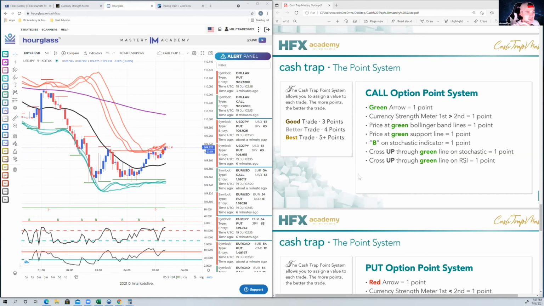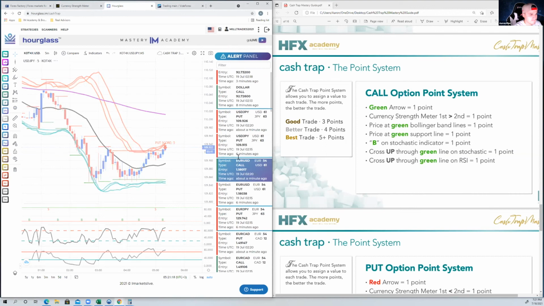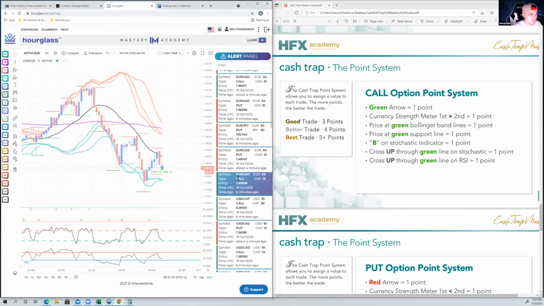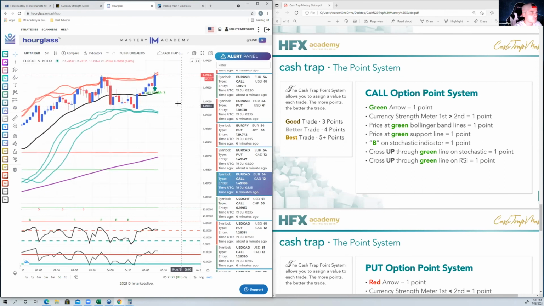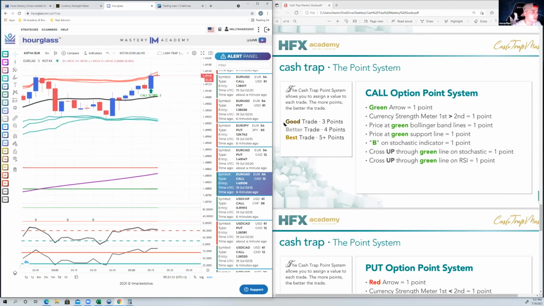So Cash Drop gives you a point system that allows you a value to each trade. The more points, the better the trade. Call option point system. If there's a green arrow, we add 1 point. So let me go back to Euro USD or USD JPY. This one's in an uptrend. Here we go. Okay, perfect example. So this has a call score of 2.